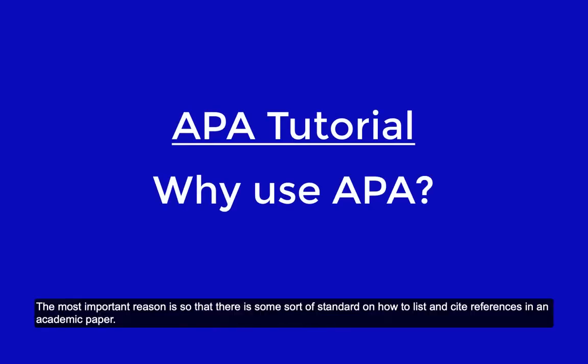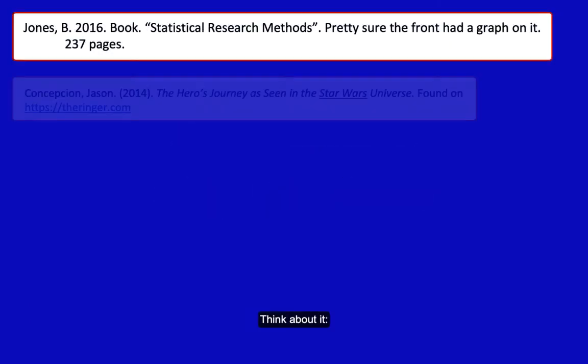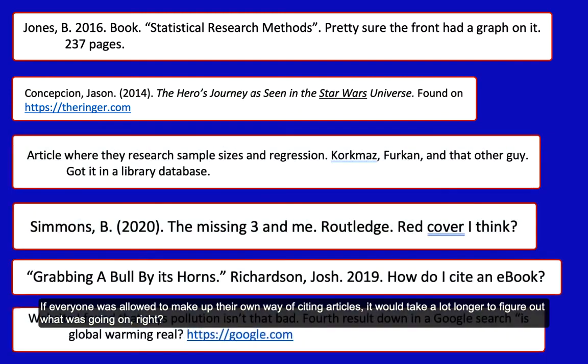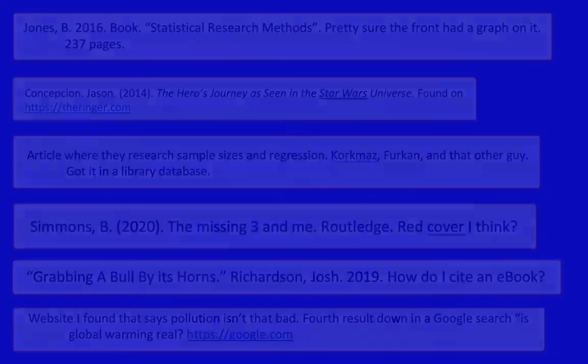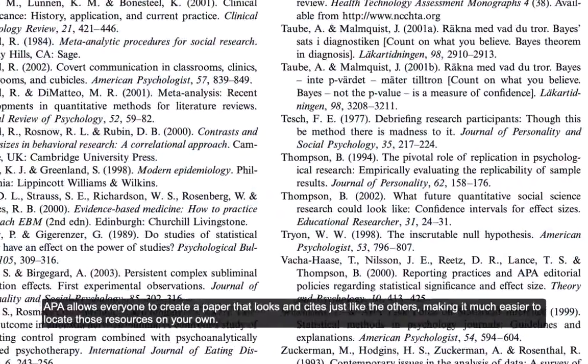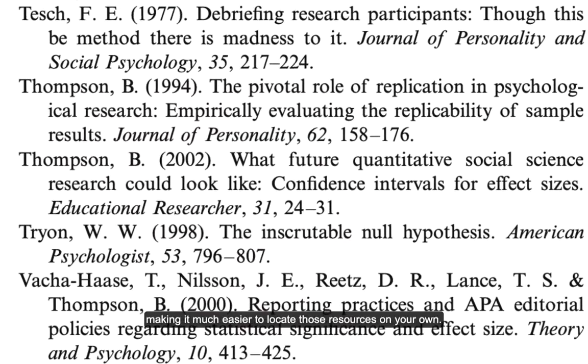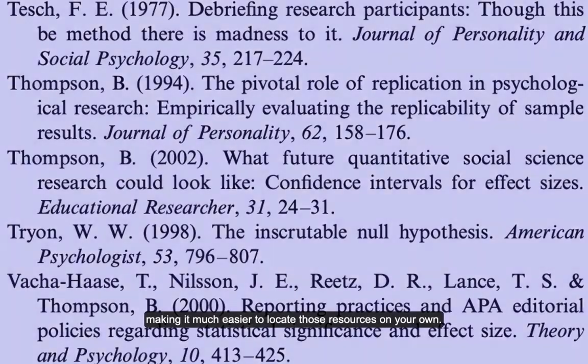The most important reason is so that there is some sort of standard on how to list and cite references in an academic paper. Think about it. If everyone was allowed to make up their own way of citing articles, it would take a lot longer to figure out what was going on, right? APA allows everyone to create a paper that looks and cites just like the others, making it much easier to locate those resources on your own.